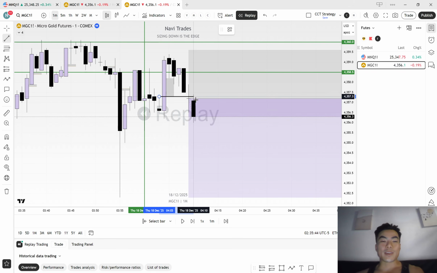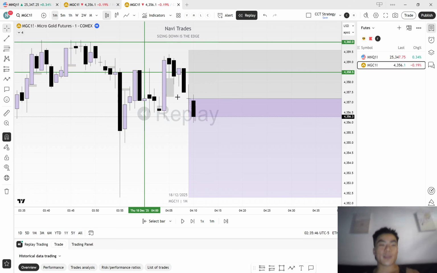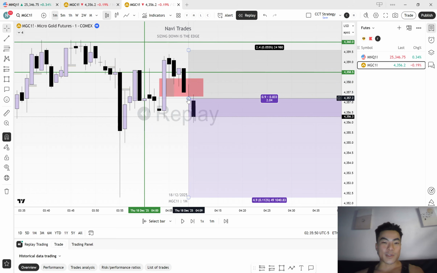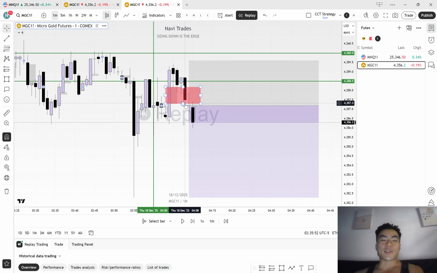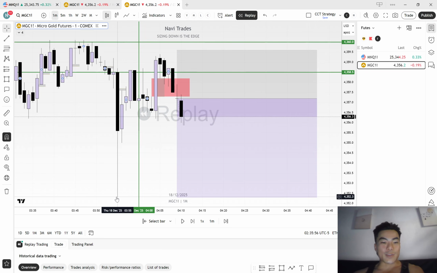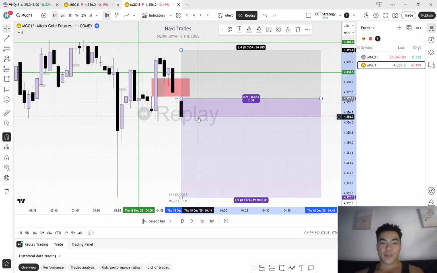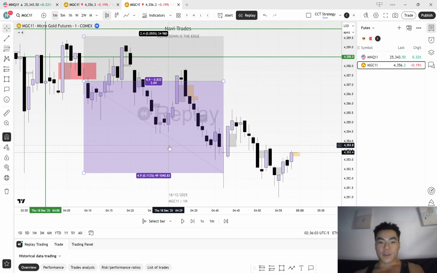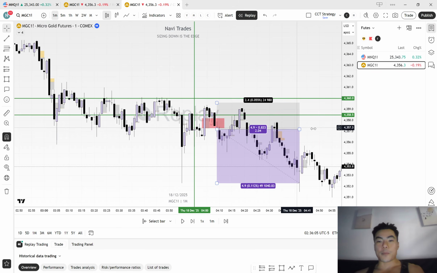As you can see, price closed below this fair value gap. All right, see, price closed there. So there is your entry. That's where you would enter, put your stop at the high, targeting this wick here for your TP. And that gives you 2R in the bag right there.